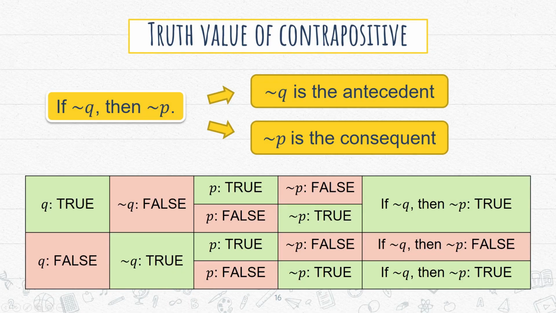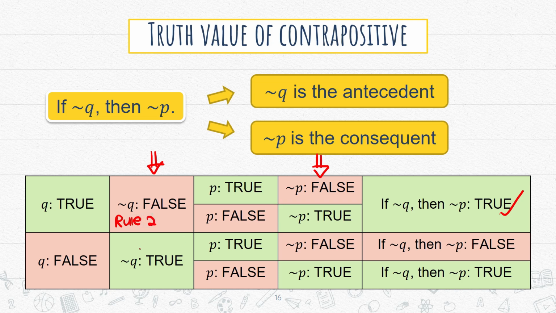Now we take a look for the contrapositive. It is just the same as the inverse, but the difference is the antecedent and the consequent. In the contrapositive, the negation of Q will become the antecedent and the negation of P will become the consequent. Now we take a look at this row only and this only. If the negation of Q is false, that means the antecedent is false, then the contrapositive will be true. This is the application of rule number 2.